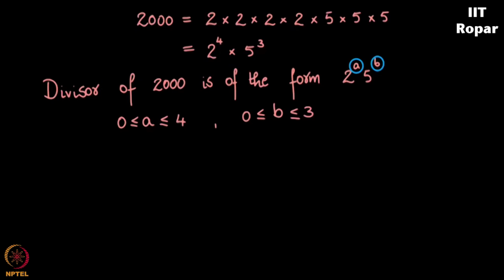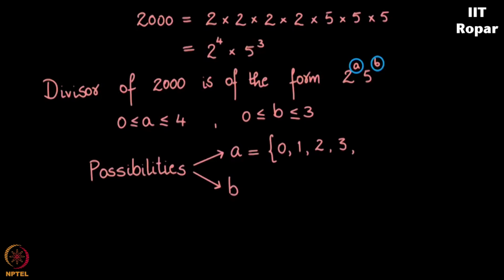Now how many divisors do we get? We can answer this question by checking the possibilities for A and B. So you see that A has 5 possibilities, 0, 1, 2, 3 and 4, and B has 4 possibilities, that is 0, 1, 2 and 3.